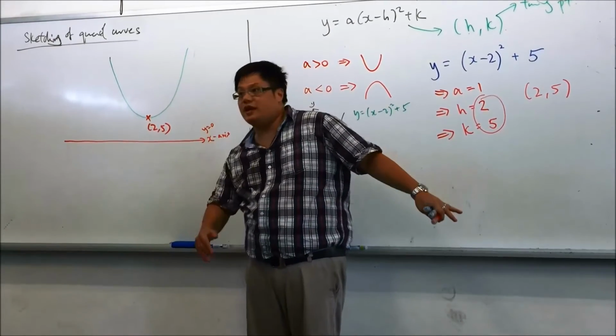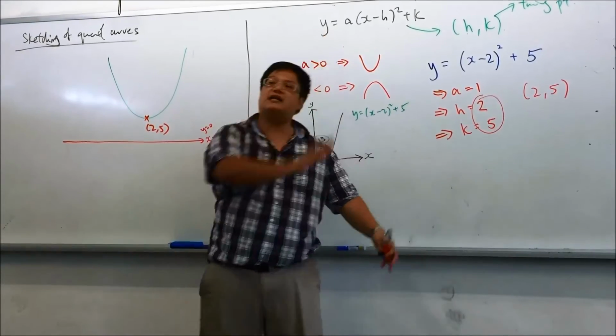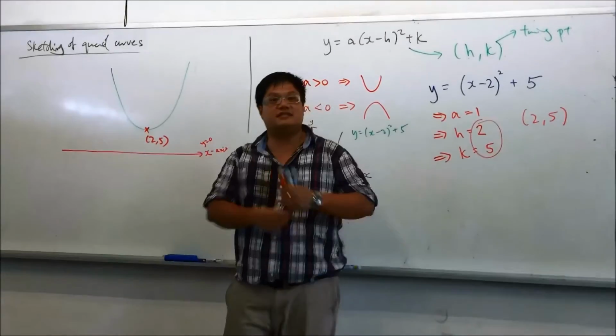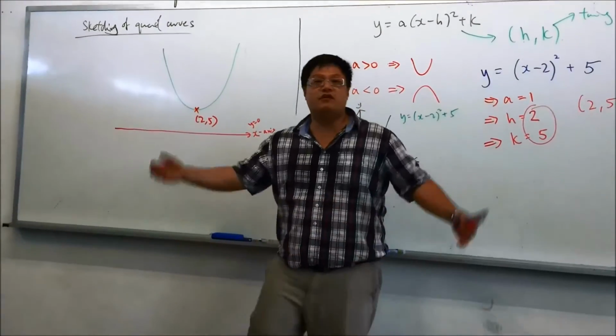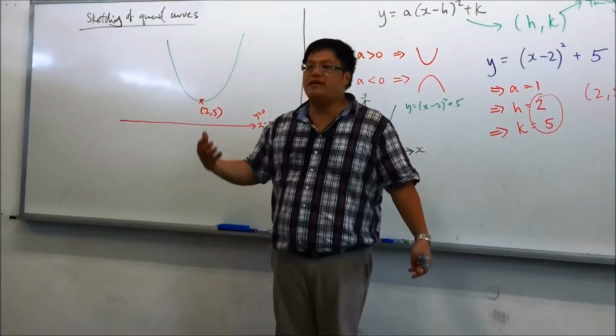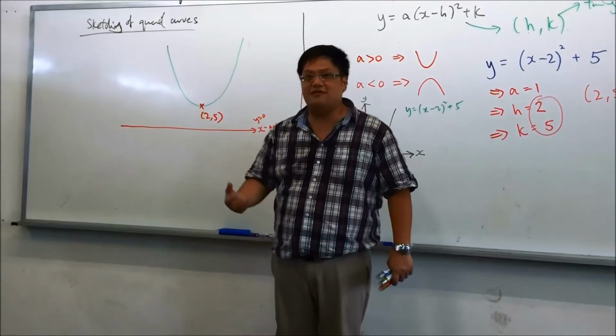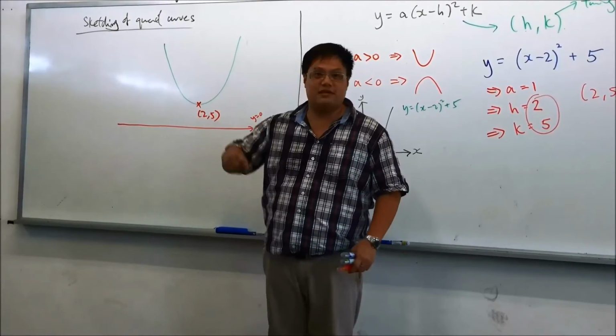Sidetrack a little bit. If a graph is always entirely above the x-axis, will it cut the x-axis? If it doesn't cut the x-axis, will it have any x-intercept? No x-intercept, will it have any roots? So b squared minus 4ac is? Negative. Very good. Smaller than 0.